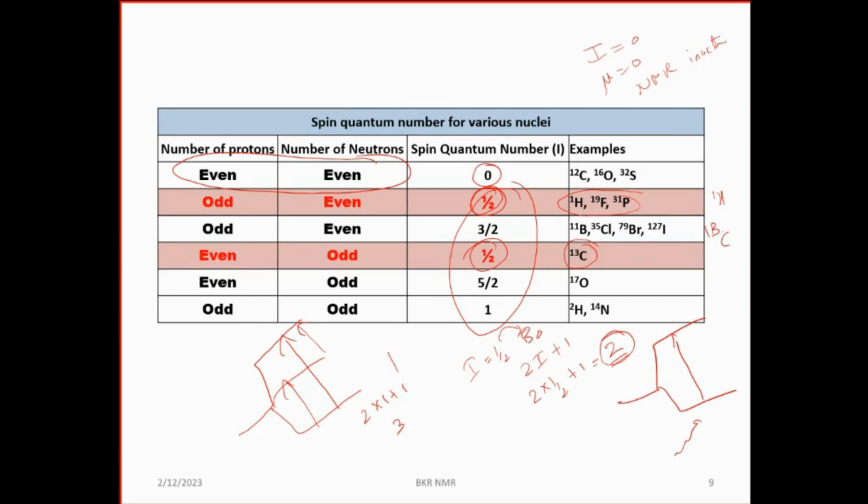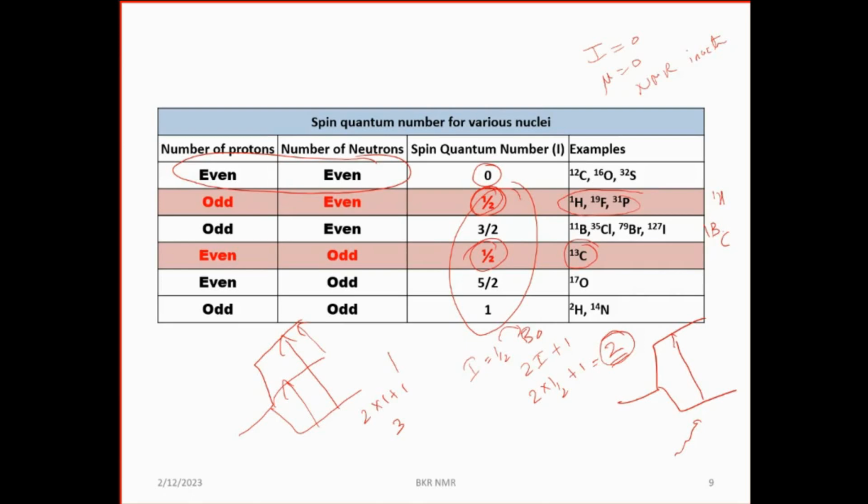Almost all organic compounds contain carbon and hydrogen. So it becomes very convenient to study only hydrogen and carbon. But if in an organic compound you have phosphorus compounds, you can always use phosphorus 31 to study the phosphorus compound, and fluorine 19 to study the fluorine compounds.